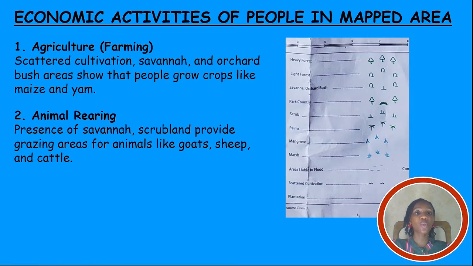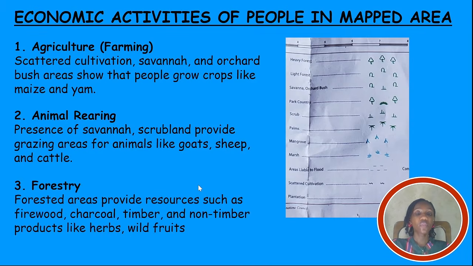The next economic activity, animal rearing. The presence of savanna and scrublands provide grazing areas for animals like sheep, goats, and cattle. So this serves as a source of food and also income for people living in this map area. Number three, forestry. The forest areas, which are indicated by the light forests that we saw, those upside down green horseshoes, will provide resources such as firewood, charcoal, timber, and non-timber products like herbs or maybe wild fruits.